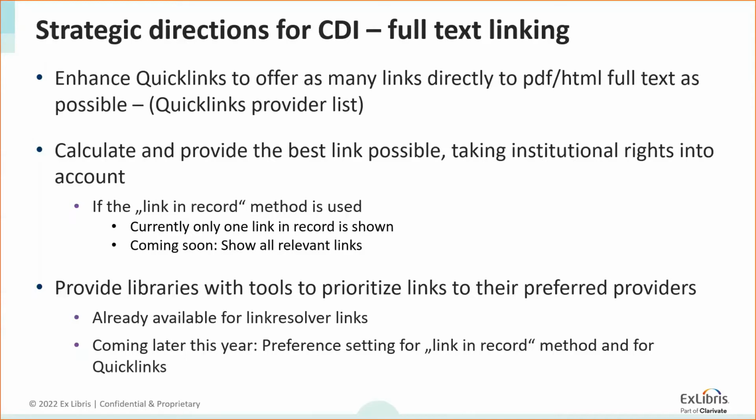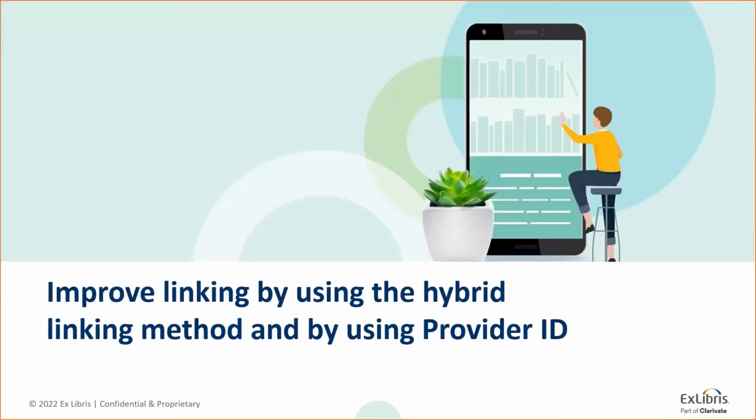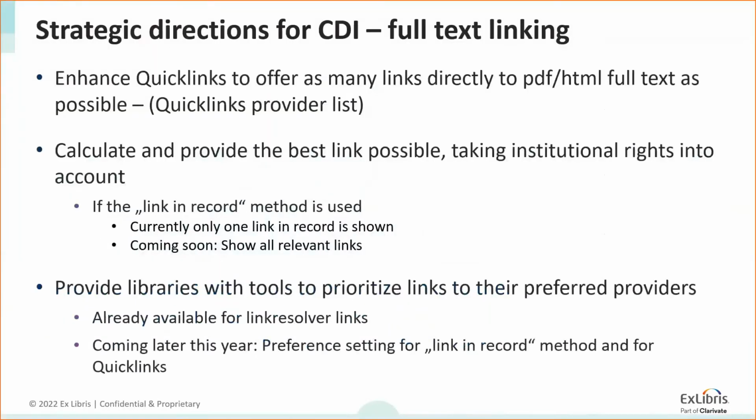So you're going to your Alma or your SFX settings, and you'll set the preference for your providers in case that there is more than one link, of course. I mean, often there is only one link, and then it doesn't really matter. But if you have more than one link, then you can set the preferences also for the link in record later this year. And again, we wanted to release this earlier, but it just takes a little bit longer because of the complexity of this development. But we're trying to make this as simple as possible for you.